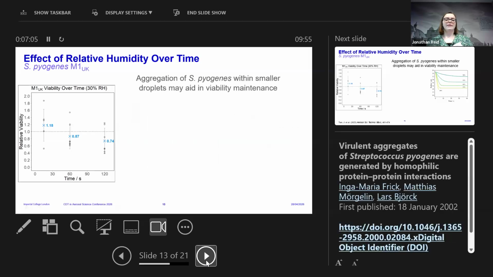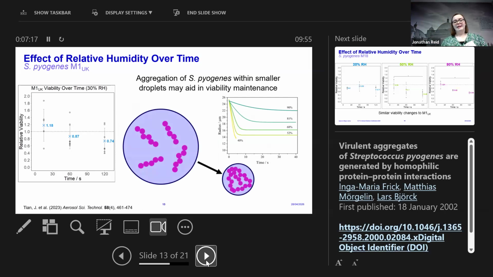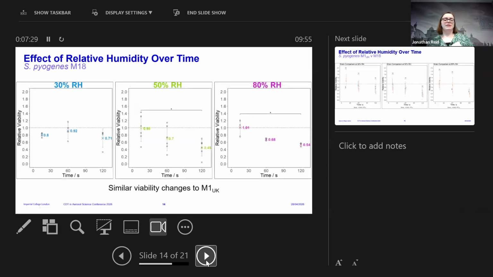The second option as to why this could be occurring is that aggregation in these droplets, which are far smaller once they've evaporated, might be able to maintain Streptococcus pyogenes viability, because the group A streps are aggregating together and protecting the chains closer to the center of the droplet. So there are two suggestions as to why we might be seeing this viability pattern. And when we compare this to M18, the hyperencapsulated strain we're interested in, we see similar losses and similar changes in viability to what we saw in M1 UK, just to a lesser degree.